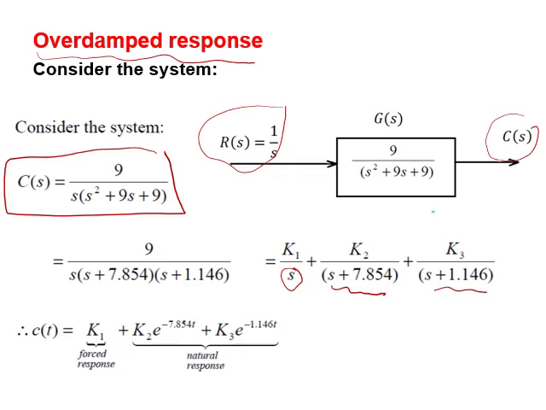If we get the response in the time domain, we find that it is equal to k1 from here, plus k2 times the exponential of minus the first pole times t, plus the other one, where both of these two are the natural response.